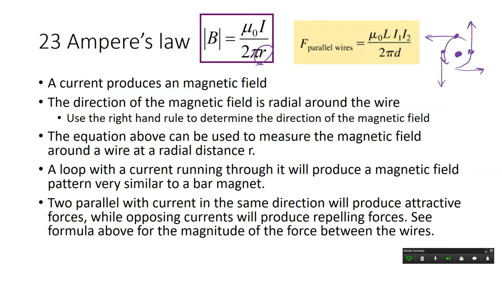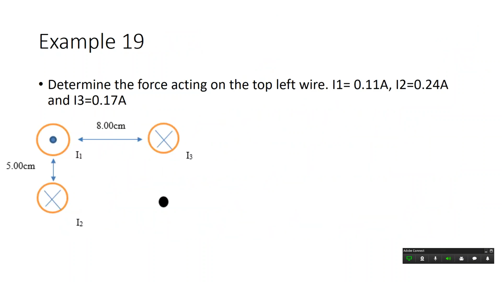Let's do a problem. So here it says determine the force acting on the top left wire. There's one piece of information missing here, and that's the length of all of them is going to be exactly 1.0 meters. So go ahead, try and do that one. There's a lot of steps to take here, so maybe try to figure out a strategy on how to solve this problem.